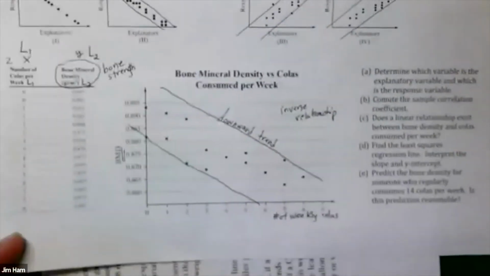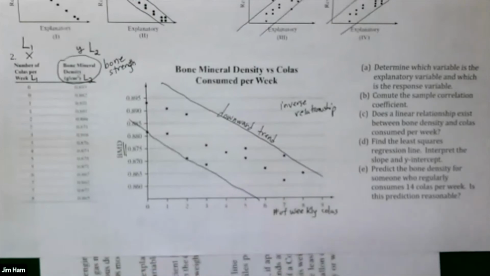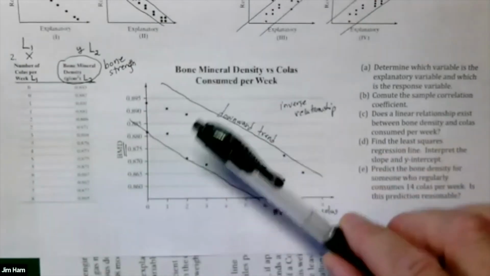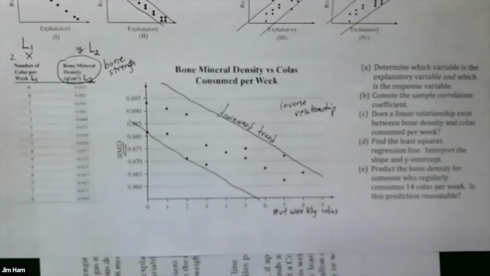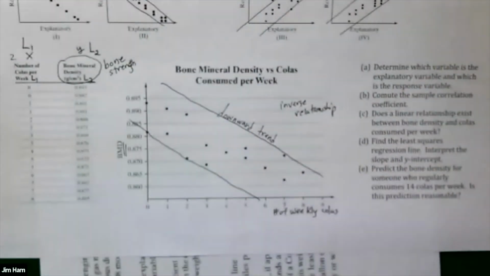All right, one last one. What would you guess the correlation coefficient to be in our bone mineral density in colas example? Let me point you to the downward trend, and to the fact that there are no points underneath the trend line, the trend channel I should call it, because it's not a line yet, and there are no points above the trend channel. So what would you guess the correlation coefficient to be here?